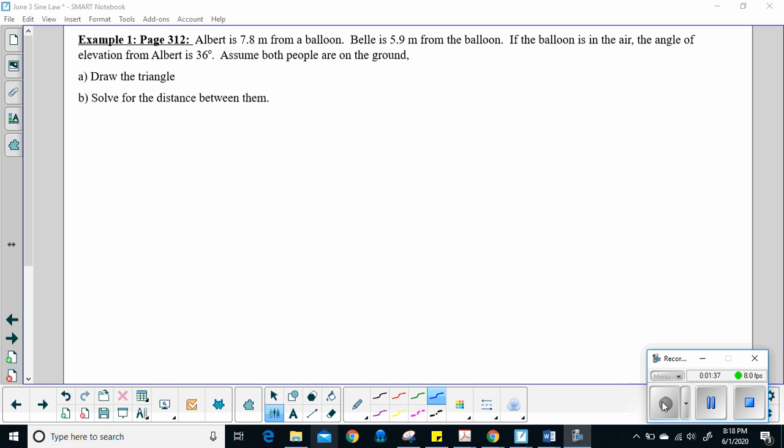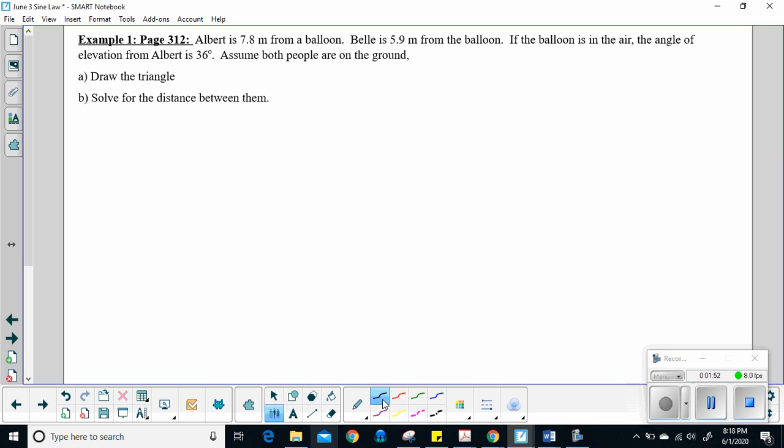So here I have the example from the textbook. From page 312, Albert is 7.8 meters from a balloon. Belle is 5.9 meters from the balloon. If the balloon is in the air and the angle of elevation from Albert is 36 degrees, we're going to assume both people on the ground. We want to draw it and then solve for the distance between the two people.